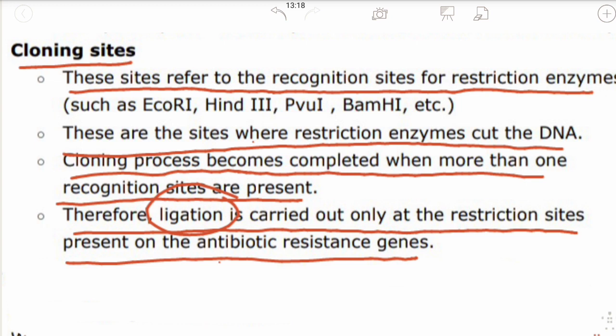When a piece of DNA is linked to the sequence, it can be made to replicate within the host, but to link the alien DNA, the vector needs to have very few, or one, restriction recognition site. So recognition sites must be present. Therefore, ligation is carried out at the restriction site present on the antibiotic resistance gene.